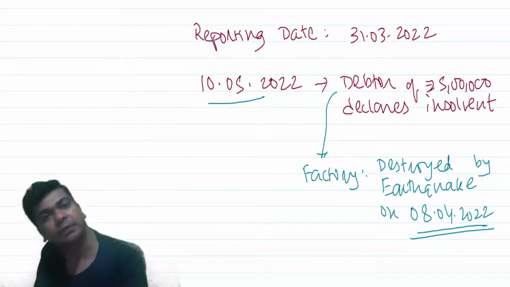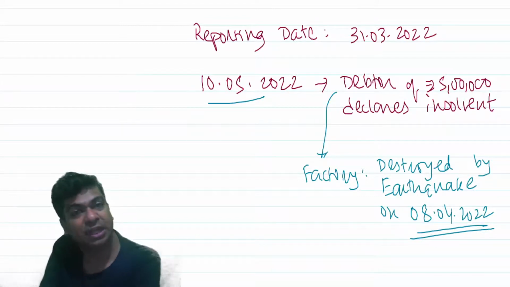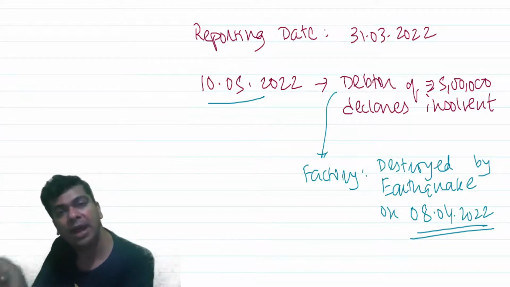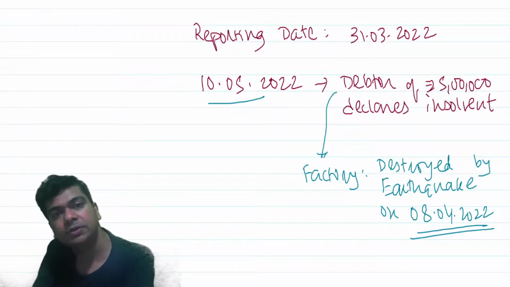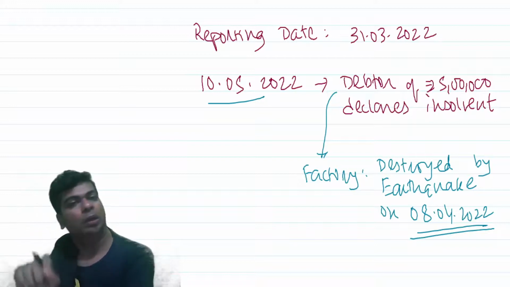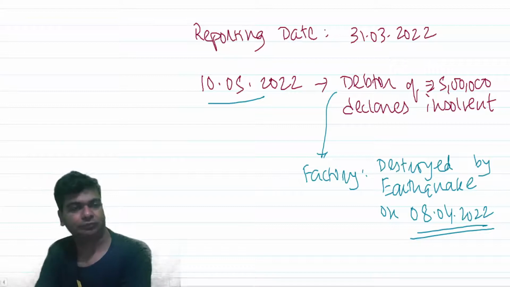And that's the reason this event will be treated as a non-adjusting event, but it's a major event. And because it's a major event, you should provide a disclosure. Where will you provide the disclosure? You will provide disclosure in the notes to the financial statements. Right.